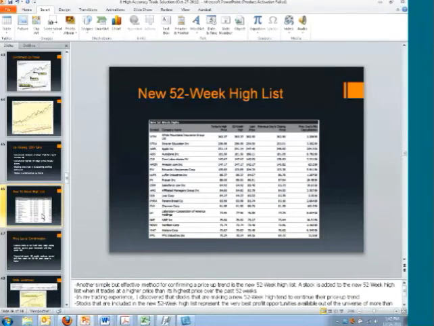So another great way to confirm the price movement of a stock is to use the on-balance volume line, and also to see if it's making a series of new 52-week highs.